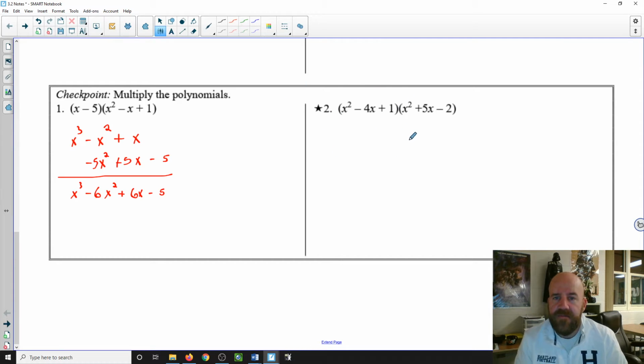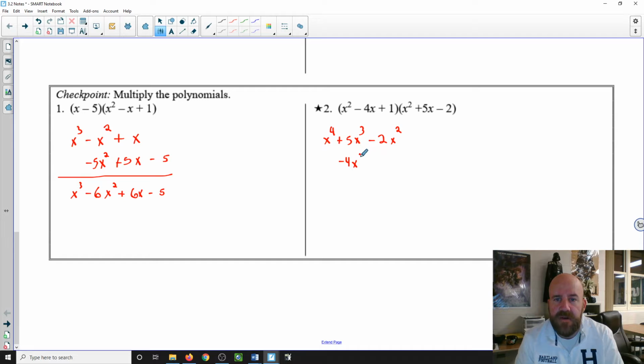Alright, and then this last one, so we had a trinomial times a trinomial, so we have 3 things we have to distribute in. So first one is x to the fourth. We get 5x cubed, and then negative 2x squared. And then put the negative 4x in. So negative 4x cubed, so put it right here.